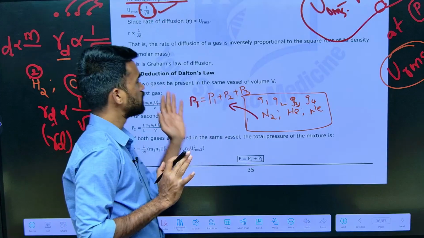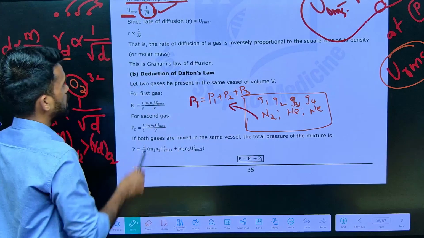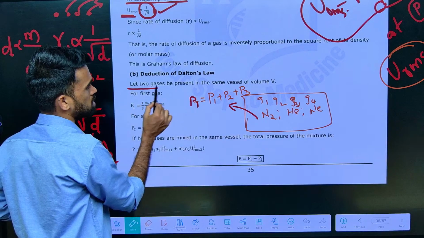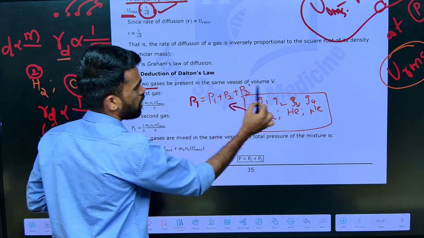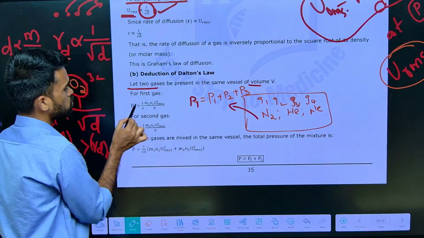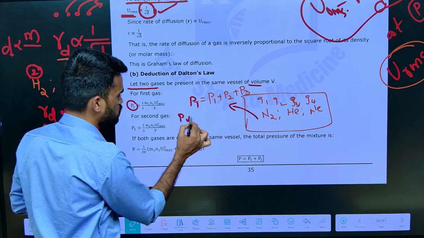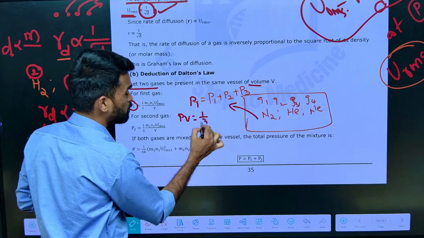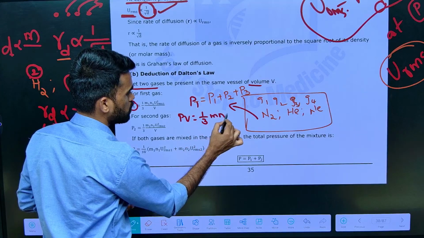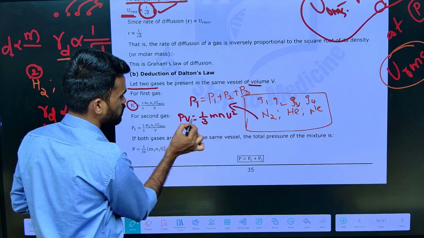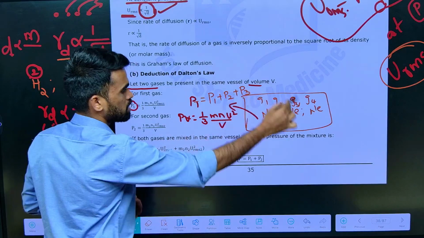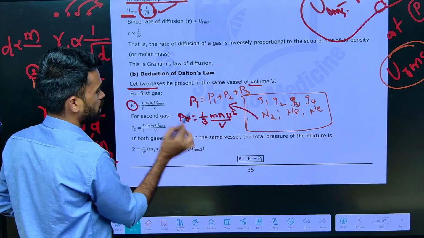This is what Dalton's law says here. Let two gases be present in the same vessel of volume V. Now, from the kinetic gas equation, PV equals 1 by 3 mnu square. I am sending this V over here because V is a constant here, so we have only P here.